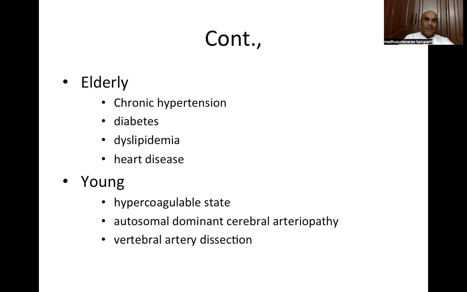Other risk factors: the elderly with chronic hypertension, diabetes, dyslipidemia, and heart diseases. Young people are also susceptible to Pontine stroke. When there is a risk factor like a hypercoagulable state, autosomal dominant cerebral arteriopathy, and vertebral artery dissection, these are some of the factors where young people are affected by Pontine stroke.